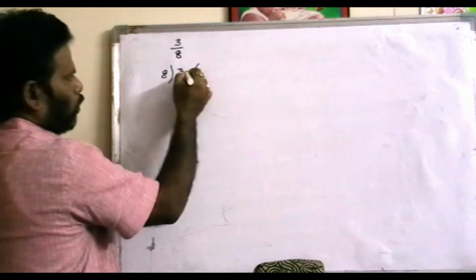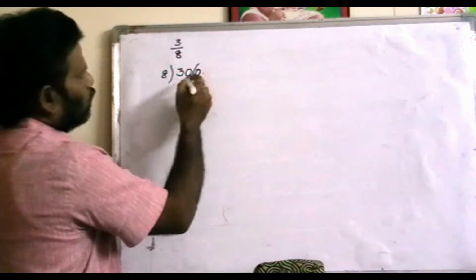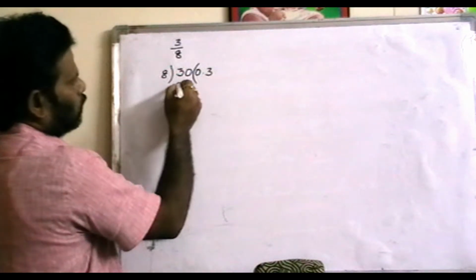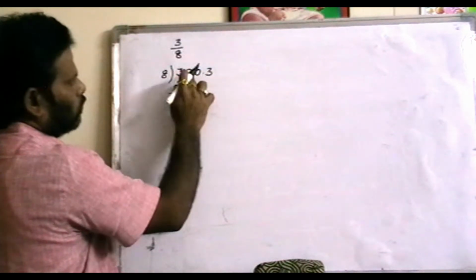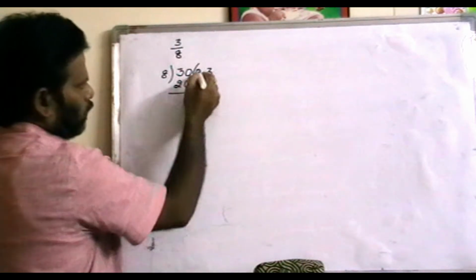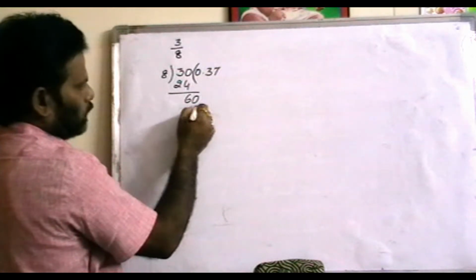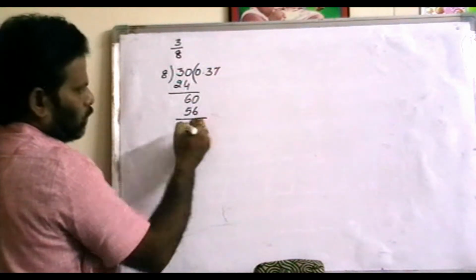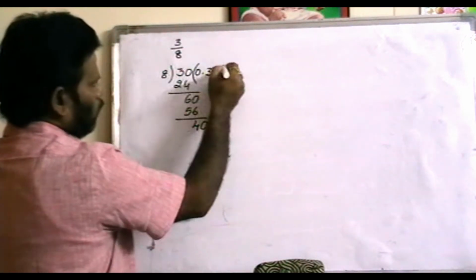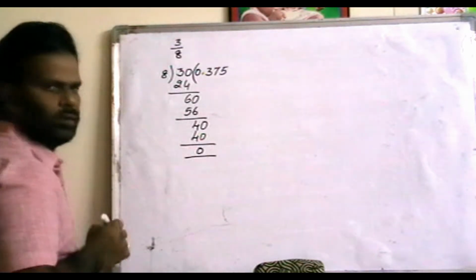So, 0.0, 8 3s are 24. The remainder is 6. Again we can keep 0. 8 7s are 56. Balance remainder 4. Again we can keep one more 0. 8 5s are 40. So the remainder is 0.